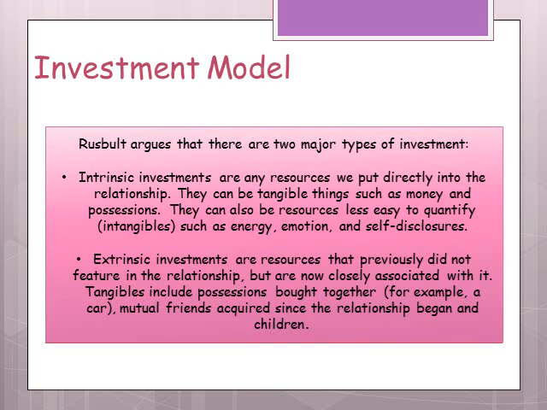Rusbult argued that there are 2 types of investment, intrinsic and extrinsic. So intrinsic are things that we put directly into the relationship. They could be tangible things such as money and possessions, or they could be resources that you can't quantify, so intangible, such as energy, emotion, and self-disclosures. Extrinsic investments are resources that weren't previously part of the relationship but are now associated with it. So they could be possessions bought together, so a car or a house, or it could be mutual friends that have been acquired during the relationship. It could be having pets, or it could be children that have been produced via that relationship.